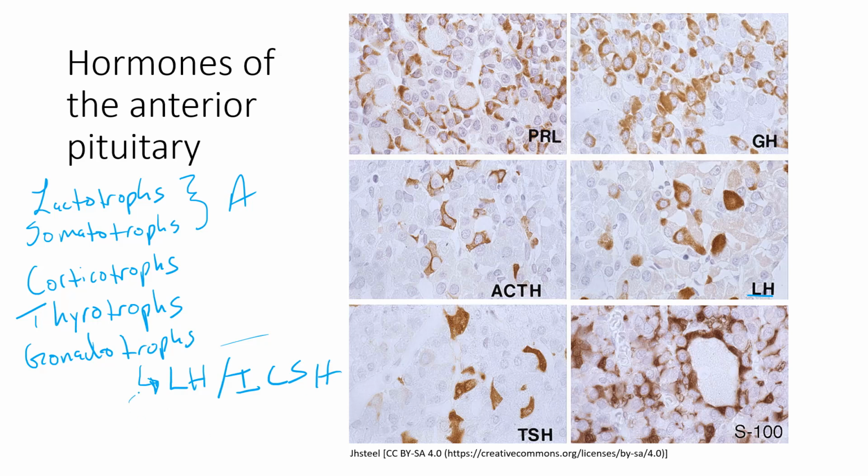And these are also going to make follicle stimulating hormone. All of these are basophilic anterior pituitary cells. Okay, so we got 5 different kinds of cells making 6 different hormones in the pars distalis.